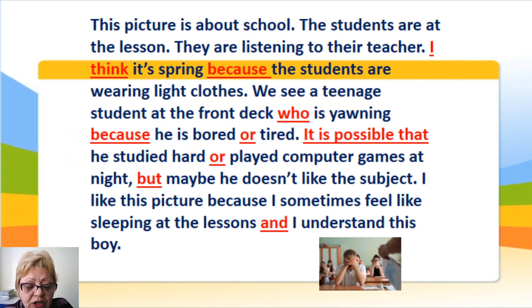Итак, pay attention to the red underlined words, which are connectors. Да, обращаем внимание на красненькие подчеркнутые слова, при помощи которых мы соединяем простые предложения. И в самом конце я выразила свое отношение. Не забывайте об этом. I like this picture because.